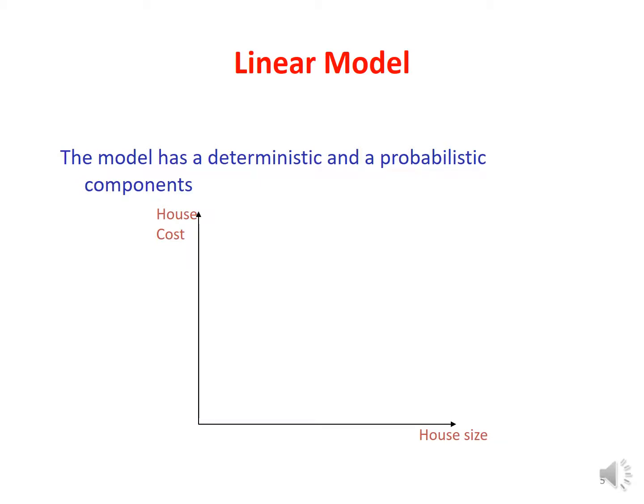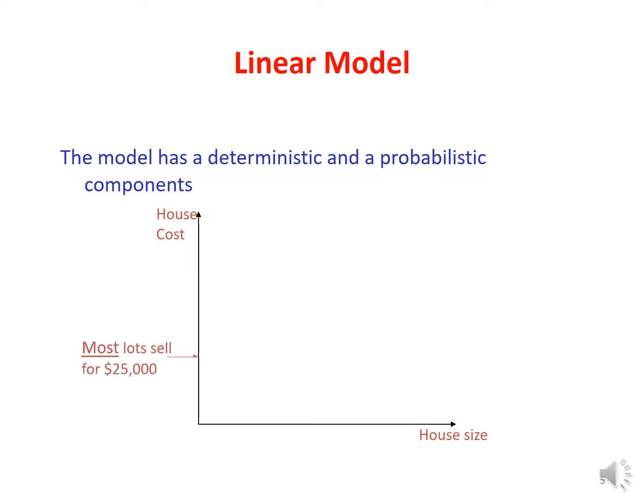In the linear model, on the x-axis, you have the independent variable. Here I am considering a problem of the cost of a house. On the x-axis, we have the size of the house, in square feet or square meters, and the cost of the house on the y-axis. So the independent variable is the size of the house, and the dependent variable is the cost of the house. We try to collect data about many houses, their size, and the price paid by the buyer.